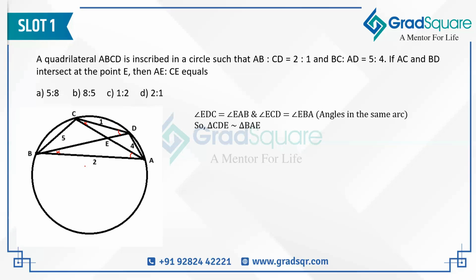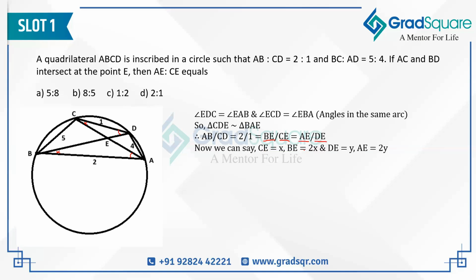Now once 2 triangles are similar, we can apply the property that ratio of corresponding sides are equal. If I apply that, I can say AB by CD, which is given to us as 2:1 in the question, will be equal to BE by CE, will also be equal to AE by DE. So, ratio of all 3 corresponding sides are equal. So, BE by CE and AE by DE will also be equal to 2:1. So, from this, what I can say is that if I take CE as X, then BE will be 2X. Similarly, if I take DE as Y, AE will be 2Y.